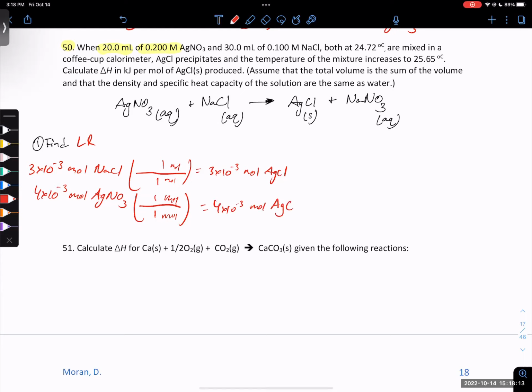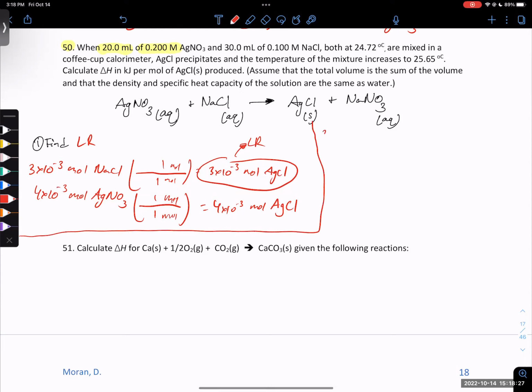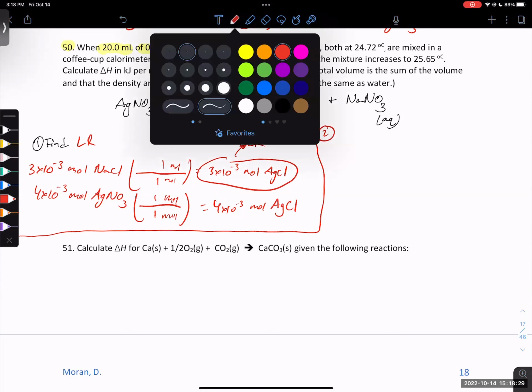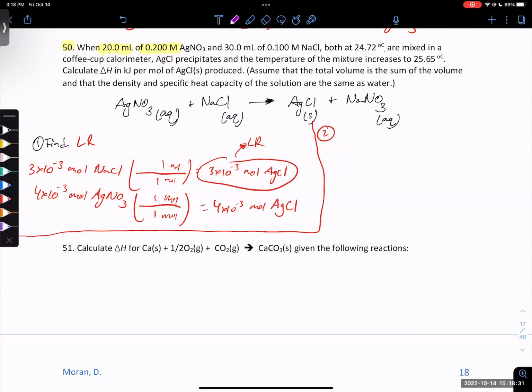So 3 times 10 to the minus 3 moles of AgCl. As you stated, this is in fact our limiting reagent. So we are now done with that. Now we'll keep this number aside and move on to the second step. What do you all think is the second step? Finding Q. Yeah, I would also solve for Q. So what is our formula for Q?